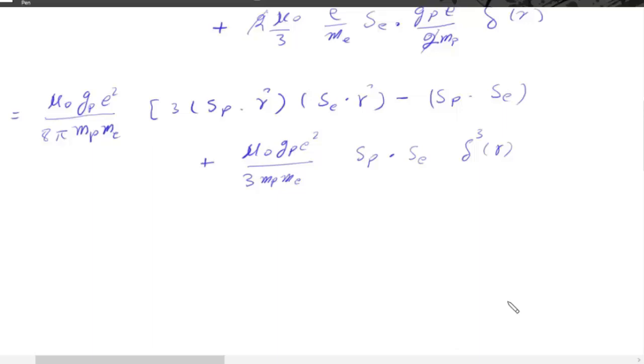Now we use first order perturbation theory to find the first order energy correction. The first order energy correction is the expectation value in the good states. Then we take the expectation of this, H_hf, and this is the first order energy correction.